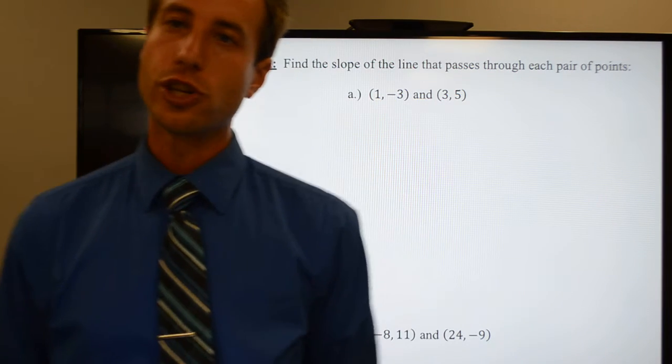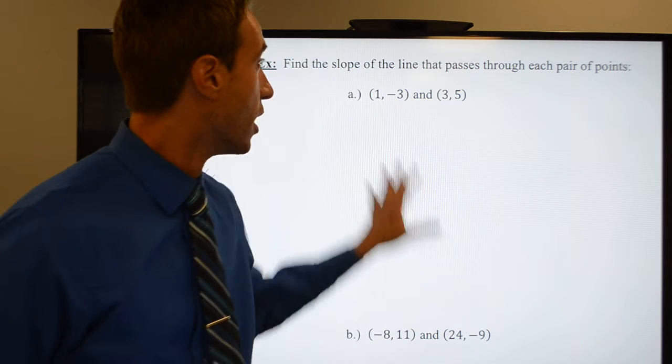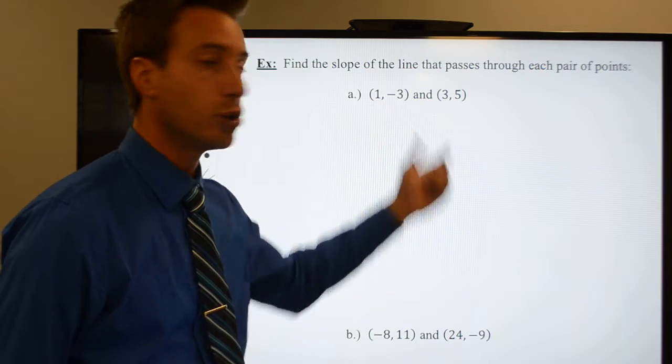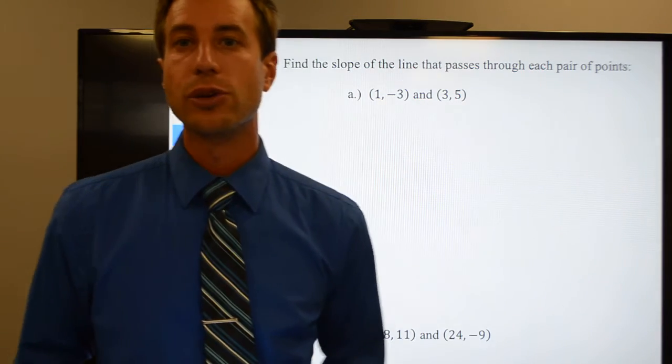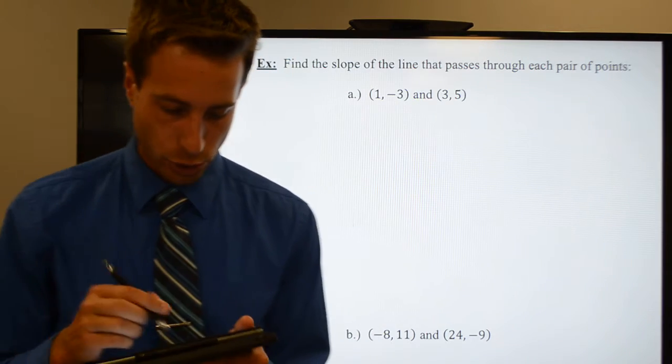Here's what we're going to do. We just learned about slope and how you find the slope of a function. Let's go ahead and get some practice. What I've done is I have given you two coordinate points. I want you to calculate the slope if there were a line drawn between those 2 points.